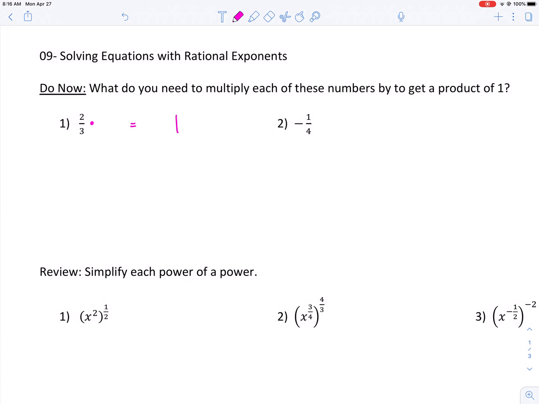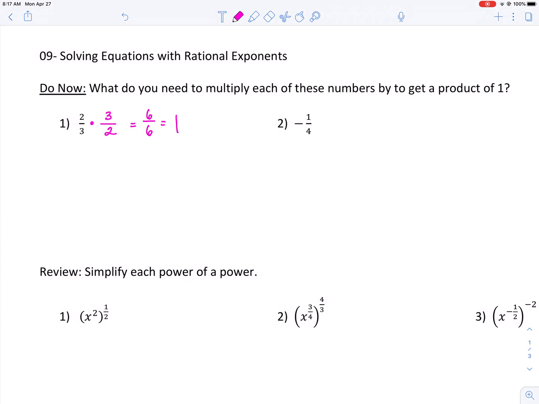What can I multiply 2 over 3 by to make it equal to 1, or something that's equivalent to 1? If you realize, you would multiply it by 3 over 2. It's the reciprocal, because when you multiply fractions, you multiply numerator times numerator, which is 6, over denominator times denominator, 6, so 6 over 6, which gives you 1. So anytime you want to multiply something to get a product of 1, you multiply it by its reciprocal.